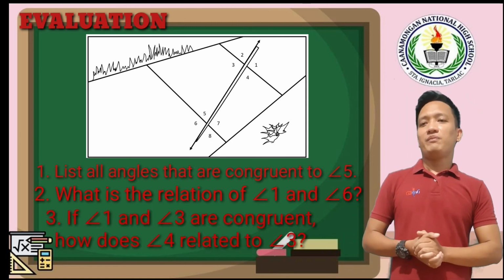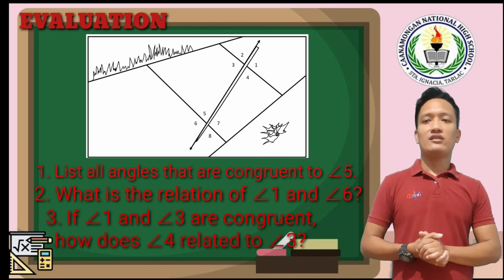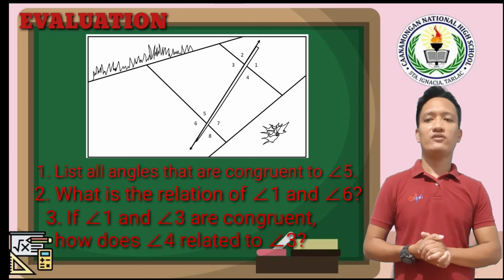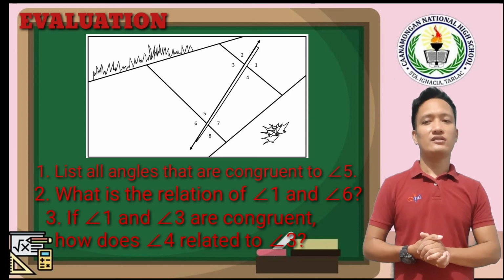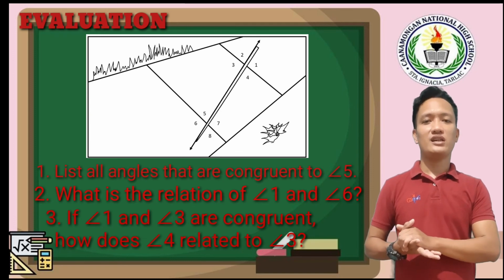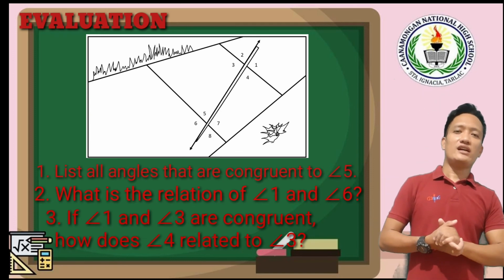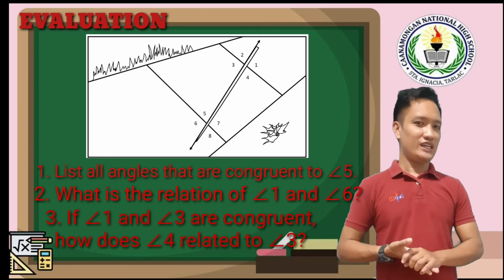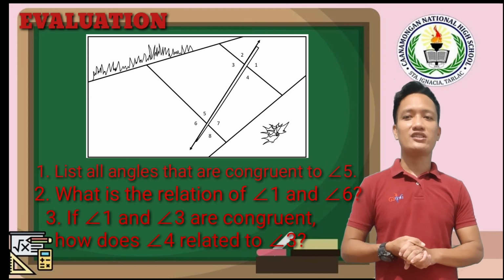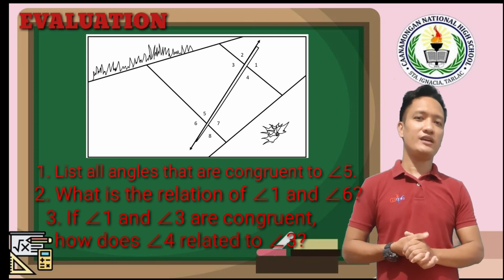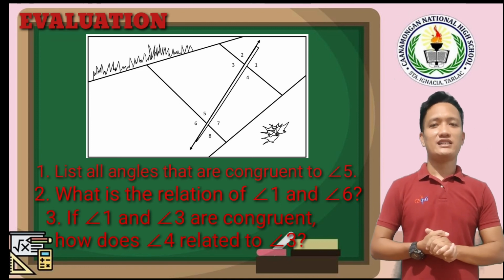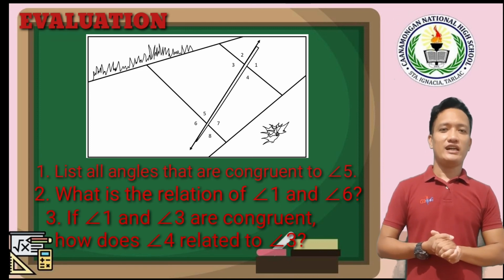For number 3, if angle 1 and angle 3 they are congruent, how does angle 4 relate to angle 3? So, kung si angle 1 at angle 3 ay congruent sila, ano ang relationship ng angle 4 to angle 3? So, pag-isipan natin ng konti. Medyo trick yung question. So, those are our evaluation. You write your answers on a sheet of paper and maybe you can pass it to me next week. You can pass during the passing of modules.